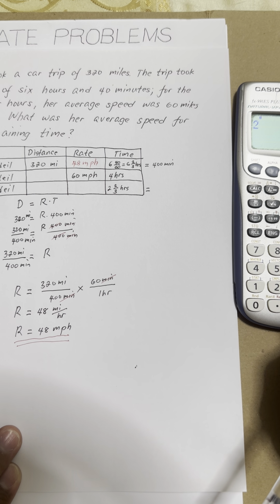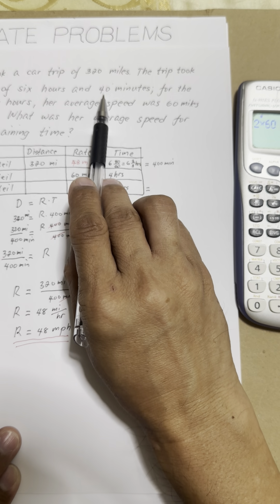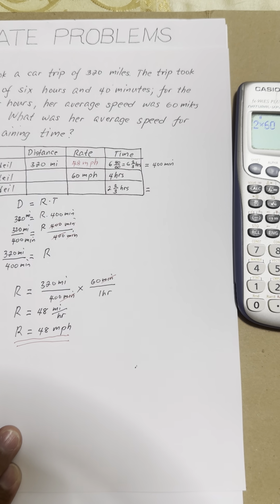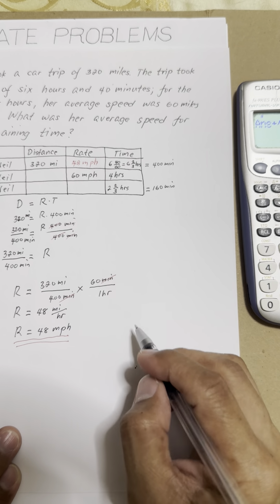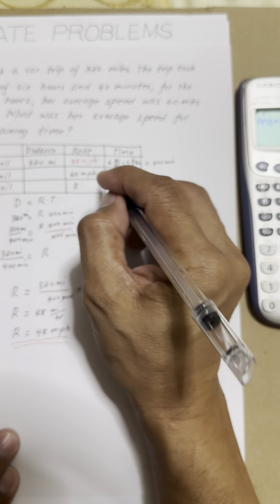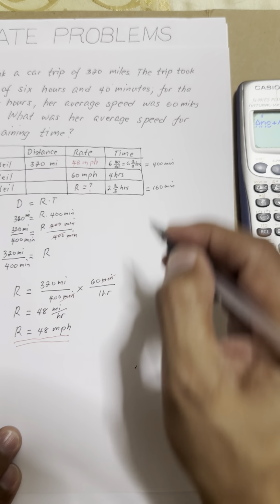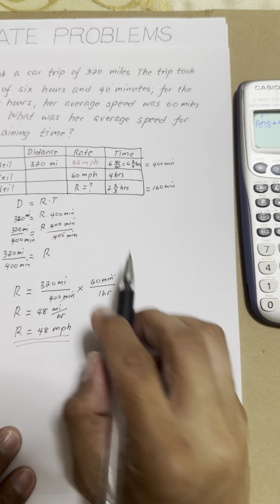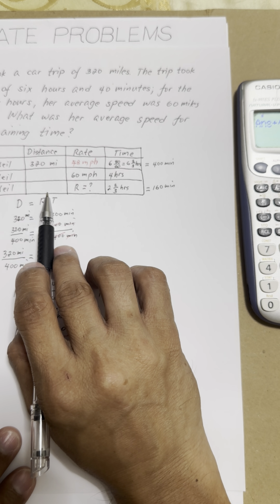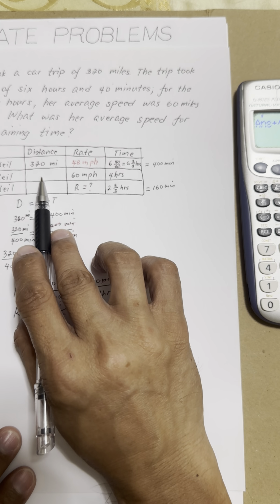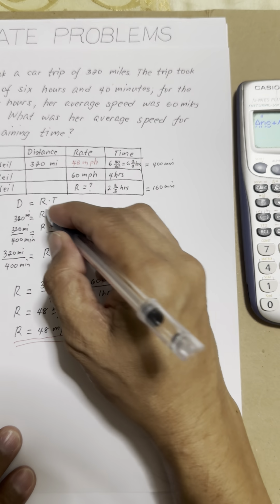So 2 times 60, okay, 120. Then we have 2/3 hour, which is 40 minutes. So plus 40. So this is 160 minutes. Okay. So the question is, what was her average speed? So we have to solve this. What's the distance here? And also here. So we can calculate the distance for this part. How to calculate the distance? Again, we have to use this formula.